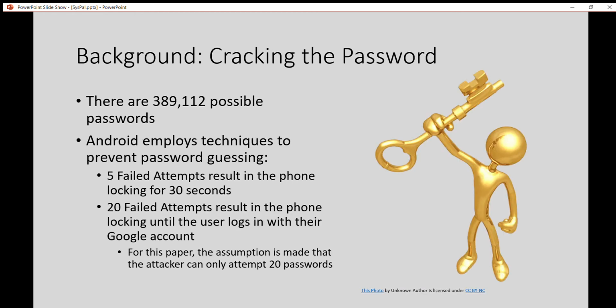A little bit on cracking the password. Android employs techniques to prevent password guessing. Essentially, when a user inputs the incorrect password 5 times in a row, the phone will become locked for 30 seconds. If they input 20 failed attempts, then the phone is locked until the user can log into their Google account. Because of these mechanisms that Android already employs, this paper essentially says that there are 20 attempts that an attacker can make, and makes that assumption in all viewpoints of looking at security and other implementation.